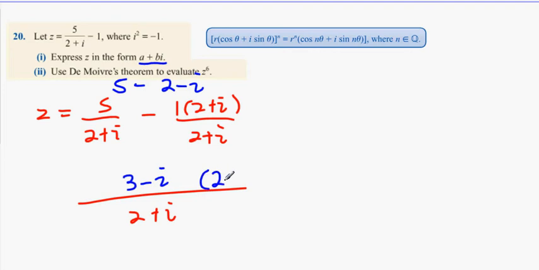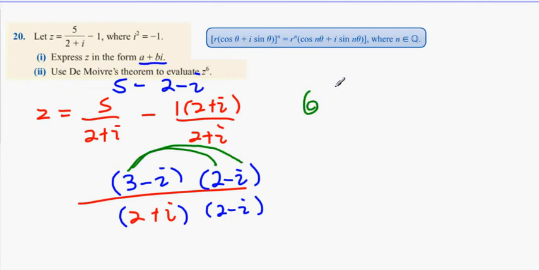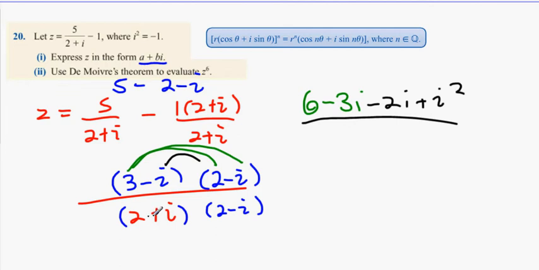There we've got to do top and bottom is 2 minus i and 2 minus i. Okay, and then multiply these in, and what we're going to get is 6 minus 3i minus 2i. Then it's going to be minus i squared, which is plus i squared. And then on the bottom it's going to be (2 plus i)(2 minus i). So 2 multiplied by 2 is 4. 2 multiplied by minus i is minus 2i. i times 2 is plus 2i. And then i times minus i is minus i squared.